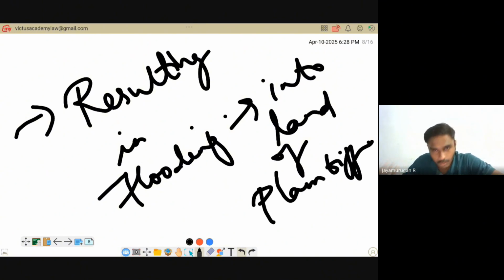What happens? Similar to the Rylands case, this plaintiff approaches the court seeking damages, but the court stated, no, the defendant cannot be held liable because the embankment broke not because of his fault, but due to the act of God. It is because of the unfortunate heavy rainfall that the embankment broke and the water entered the property of the plaintiff. So the defendant cannot be held liable. So this is the first exception.